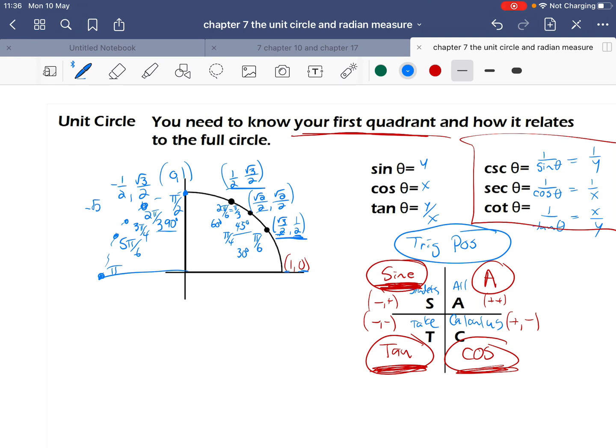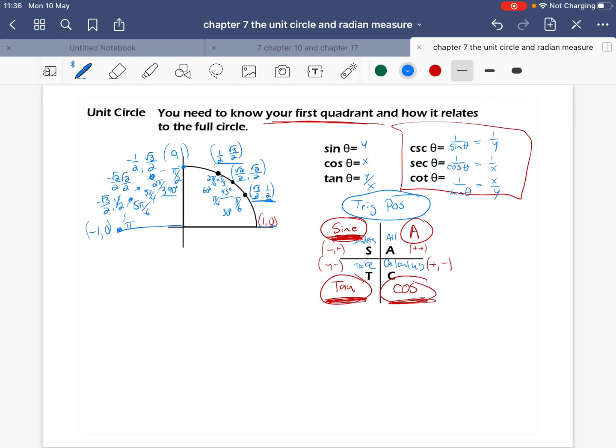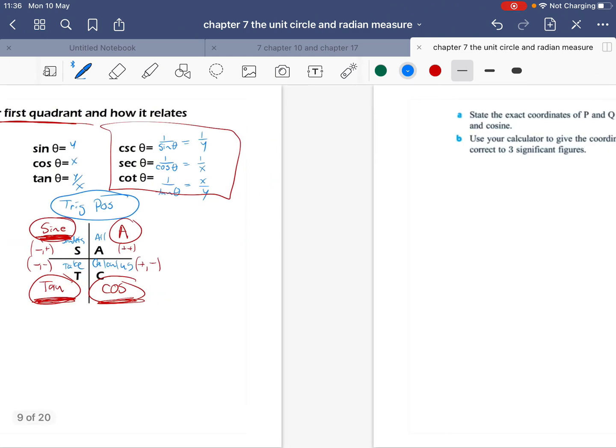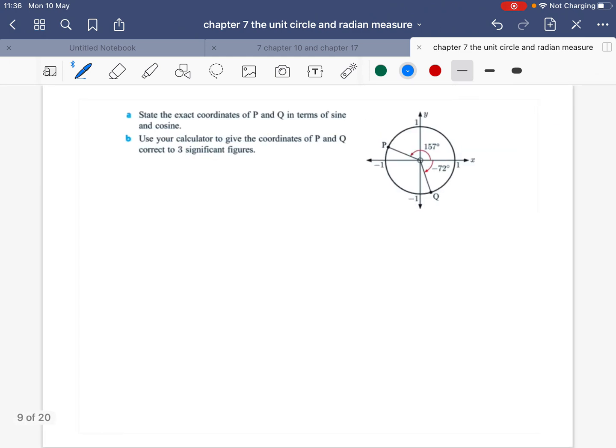This one is pi over 4, 2 pi over 4, 3 pi over 4. This one's negative root 2 over 2, root 2 over 2. This one's negative root 3 over 2, 1/2. And this is (negative 1, 0). All right, so yeah. And then it would do the same exact thing here. Remember, these are negative, positive, negative, negative, positive, negative.